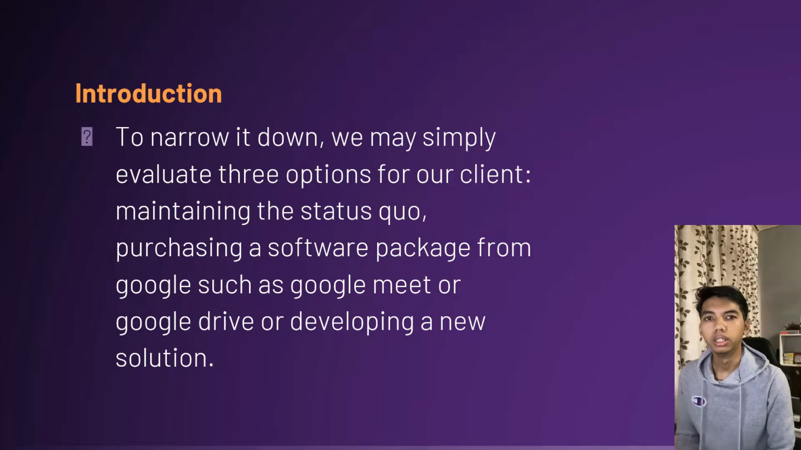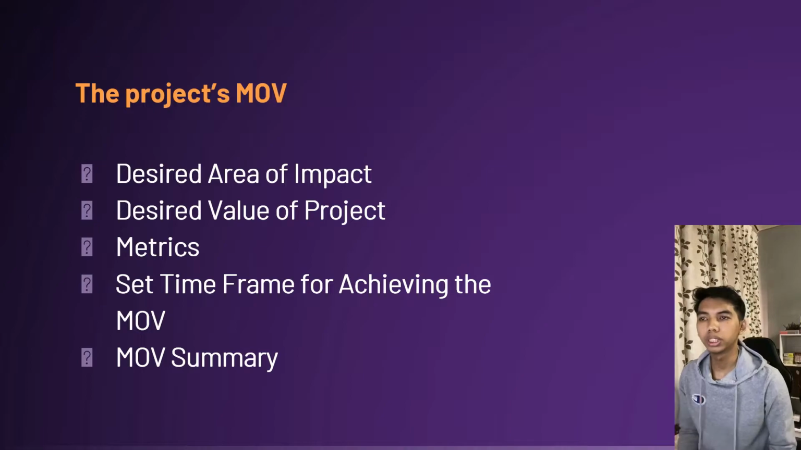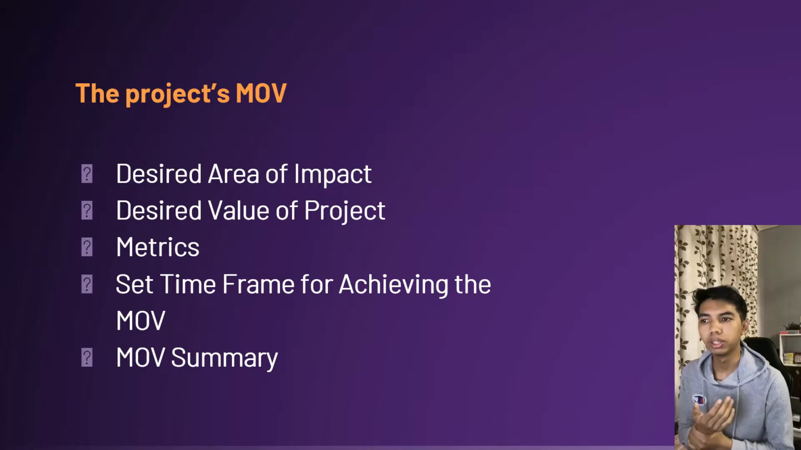Okay. For part 2, for the introduction, to narrow it down, we may simply evaluate 3 options for our client. First is maintaining the status quo, second is purchasing a software package from Google such as Google Meet or Google Drive, and third is developing a new solution. Okay, for the project's MOV, we narrowed it down to 5 parts, which are desired area of impact, desired value of project, metric, and set time frame for achieving the MOV. Last but not least is the MOV summary.